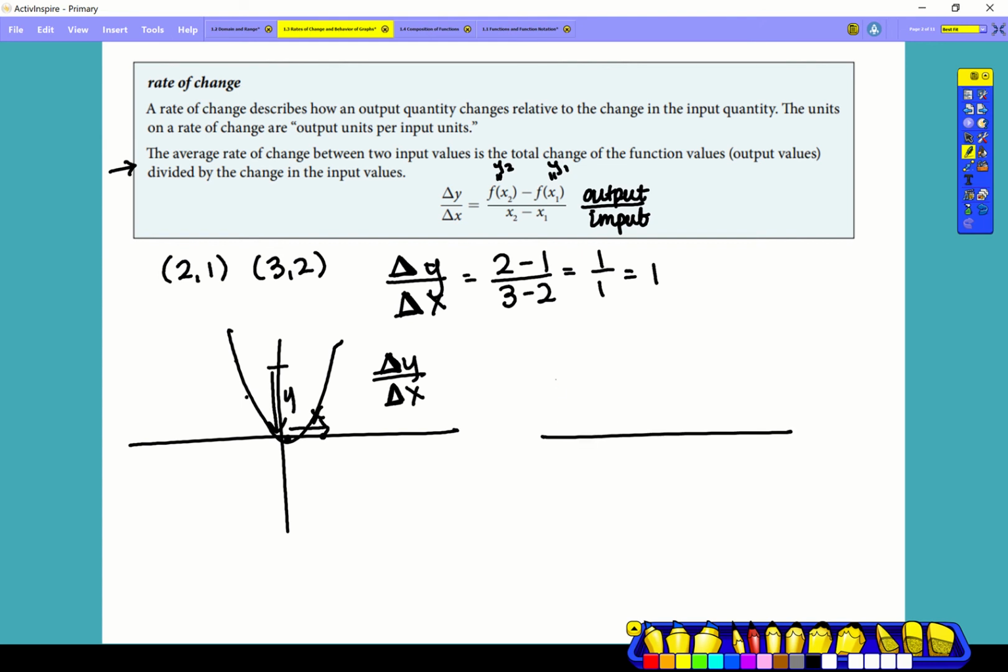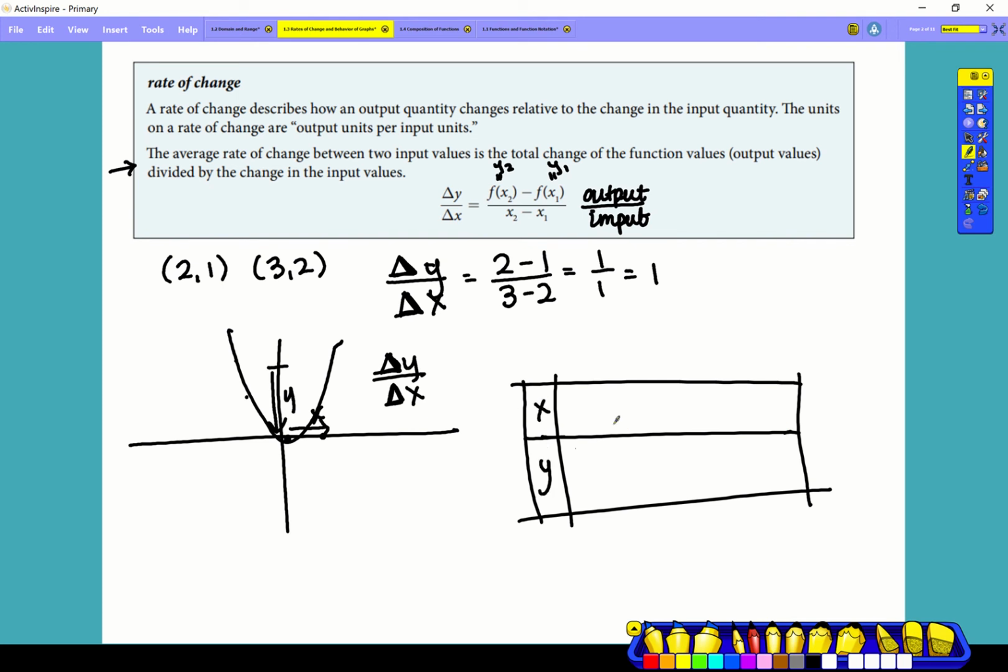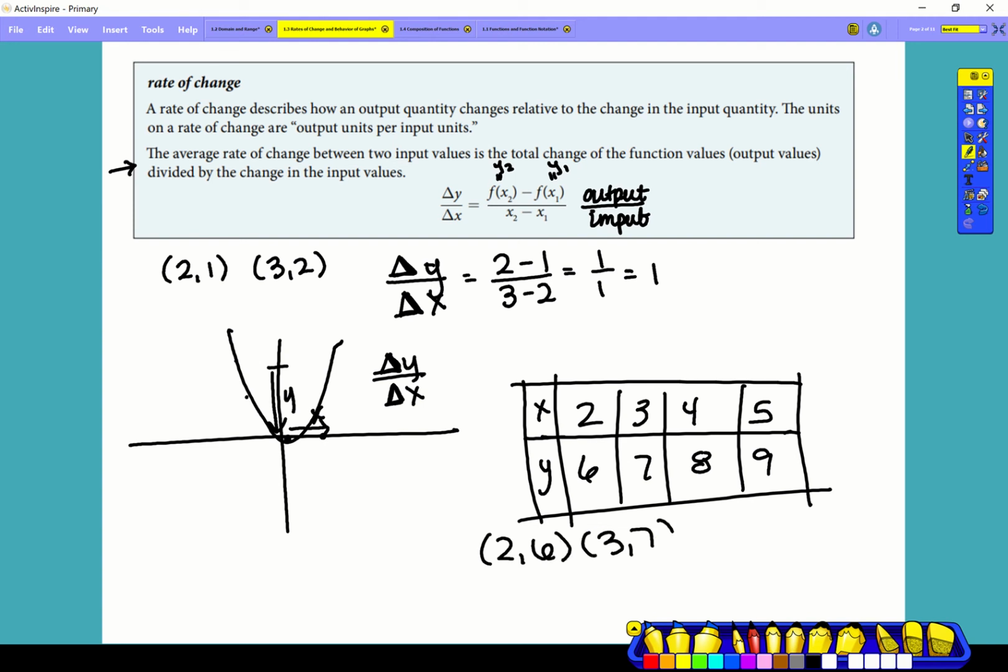You could also do the same thing from a table. If this is x and this is y, 2, 3, 4, 5, 6, 7, 8, 9. You could take your point as 2, 6 or 3, 7, or any combination of them. Doesn't matter. And that's how you could do that from a table.